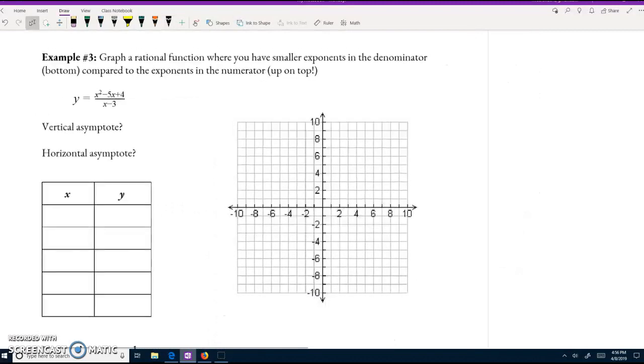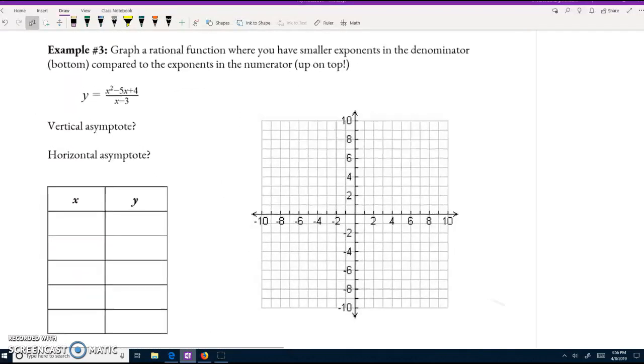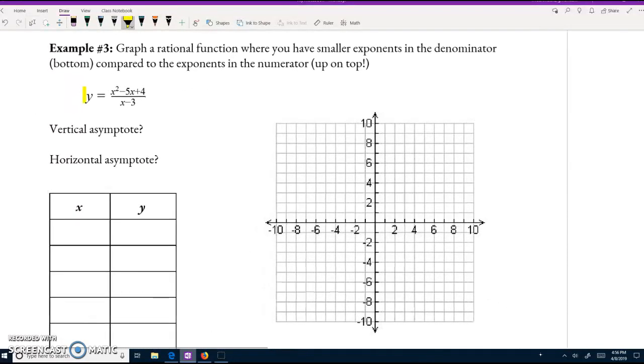Our last example, you guys, is going to be example number 3. And this one is just going to have one thing that's different from example 2 or example 1. So this one says y is equal to x squared minus 5x plus 4.